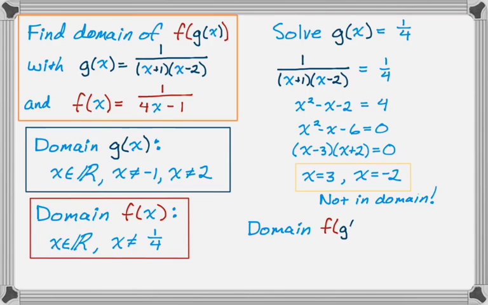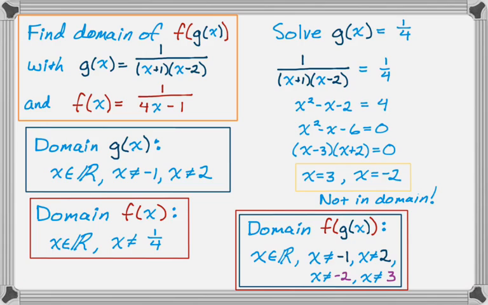So the domain of the composition, f of g of x, is x is an element of the reals, x can't be negative 1 or 2, and that comes from g of x, and x can't be negative 2 or 3, and that comes from removing things from the domain of g of x that generate values that aren't in the domain of f of x. So we had to get rid of anything from g of x that would have created a 1/4, and that's what we did.